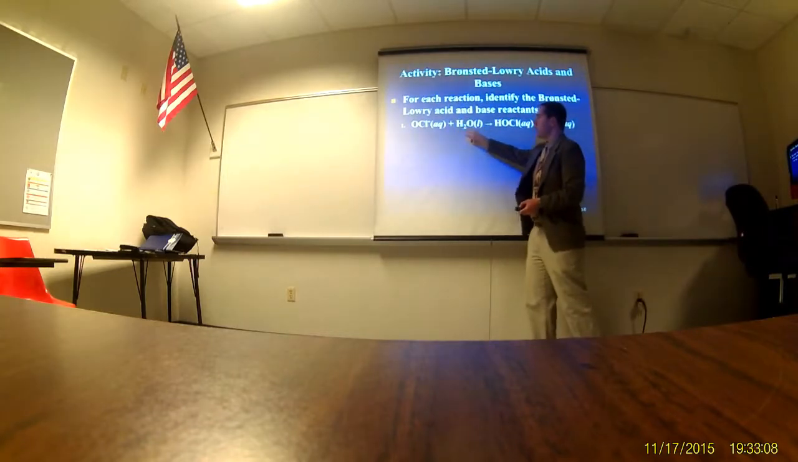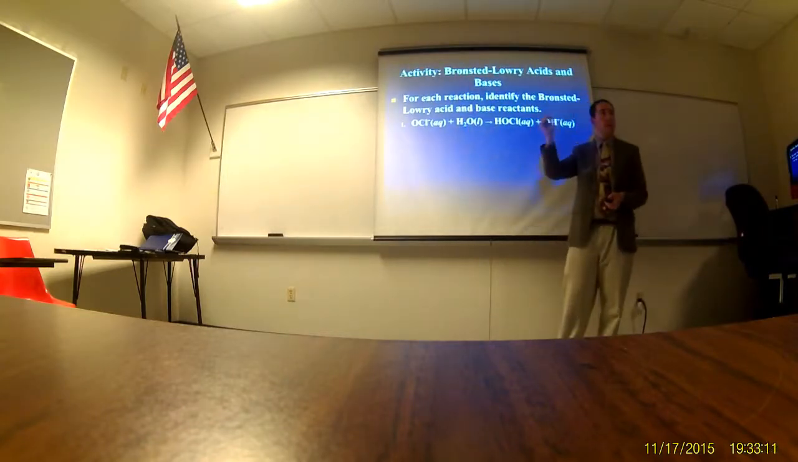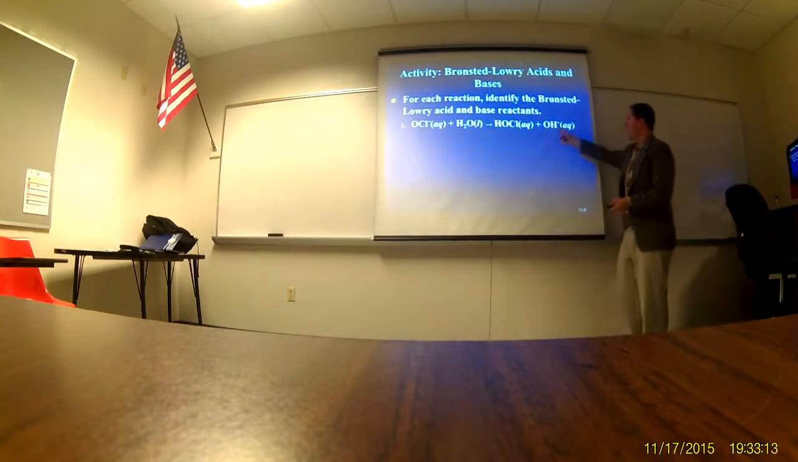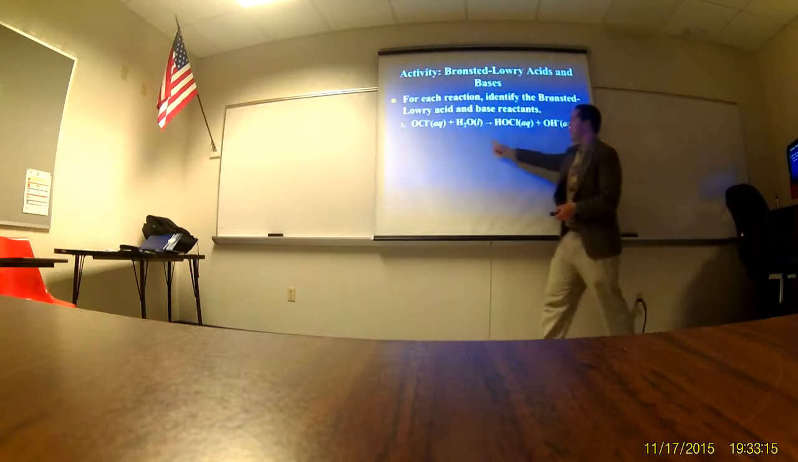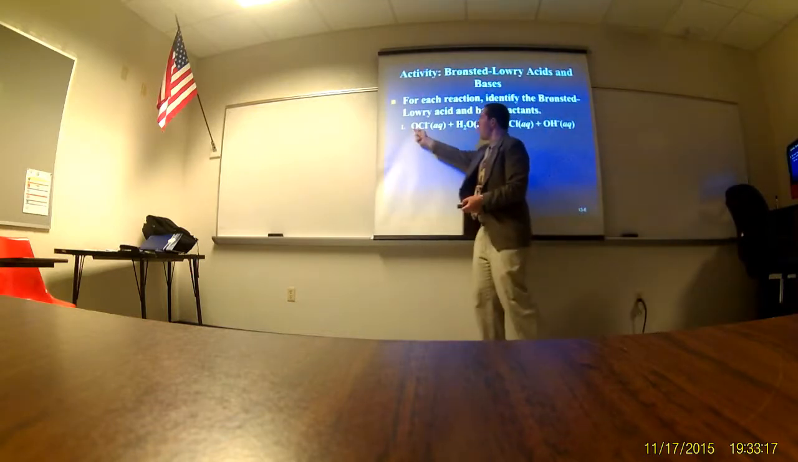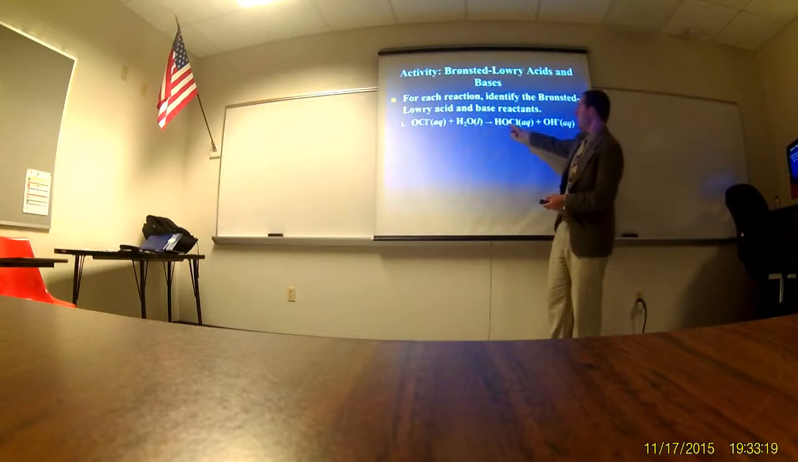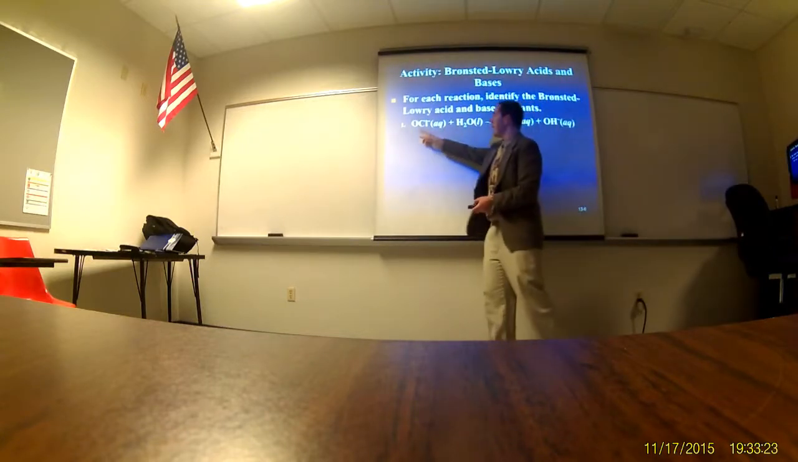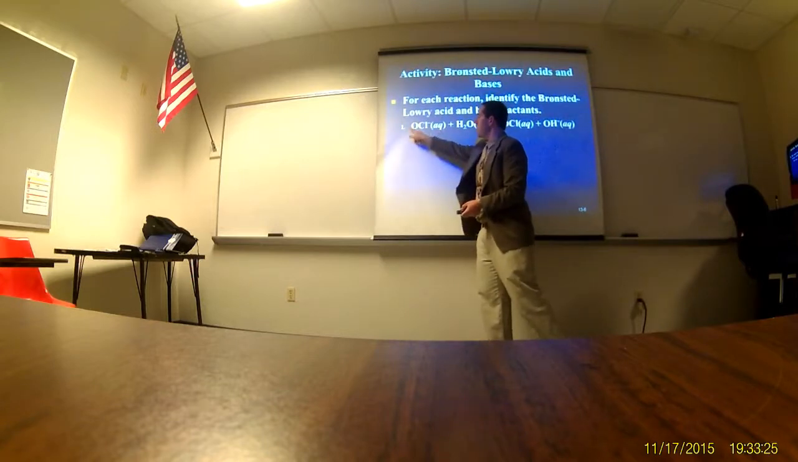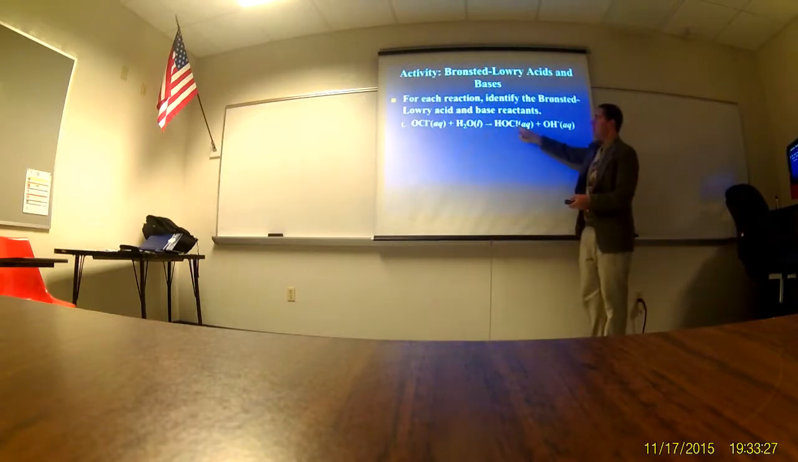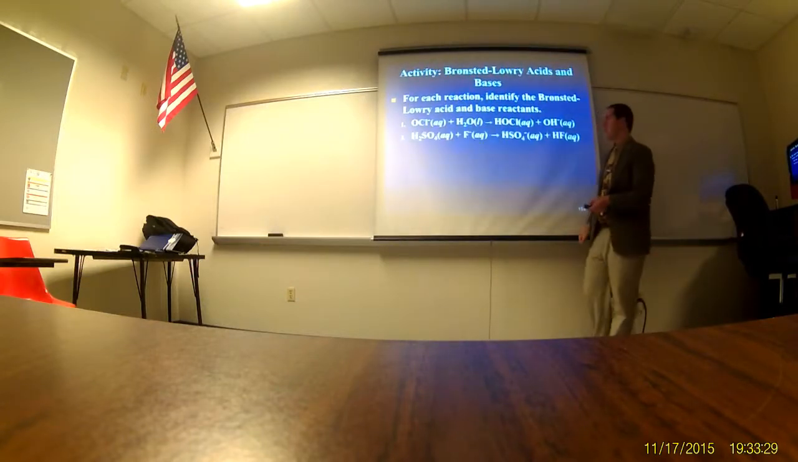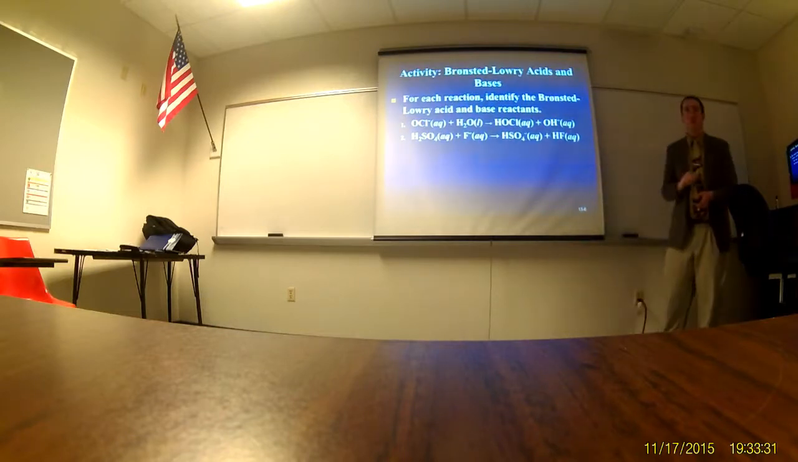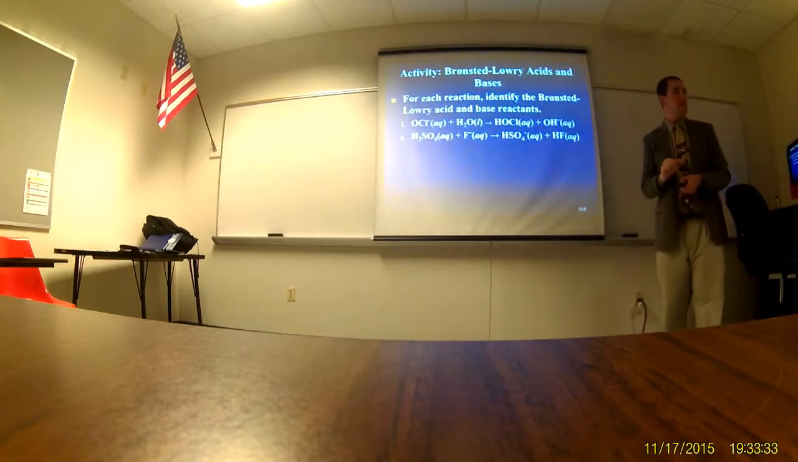So here we have H2O. If you lose a hydrogen from that, you're going to get OH minus. So it took a hydrogen from here and it went on to here to make HOCl. The base is the thing that gains a hydrogen. So this gained a hydrogen going over to here. So in this situation, what's our acid? What's our base?